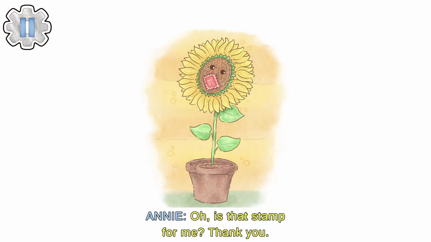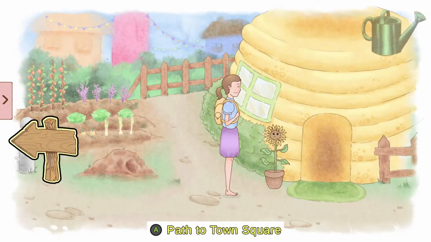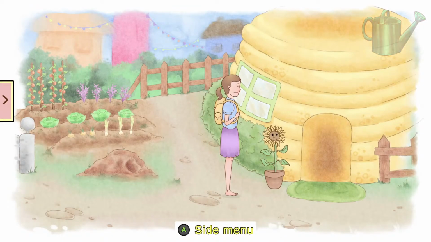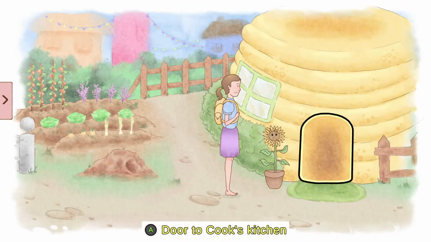Oh, is that stamp for me? Thank you. Watering can. Empty. Added to backpack. Path to town square. Side menu. Door to cook's kitchen.